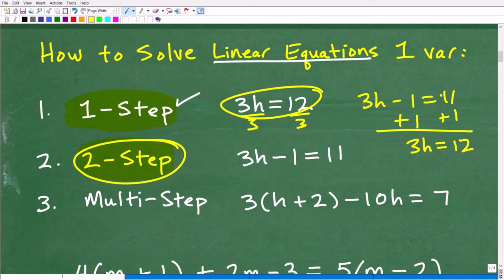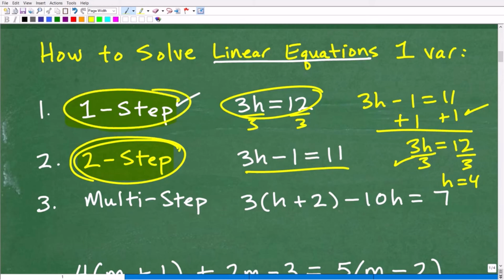And now we're back to this one-step equation. You took one step, and now you only have to take one more step, and that would be to divide both sides of the equation by 3. You would get h is equal to 4. So here's one step and here's another step, two steps to solve this type of equation. Again, you want to master the one-step equations and then master the two-step equations in your journey to solve linear equations. And then finally, you're going to move on to multi-step equations.